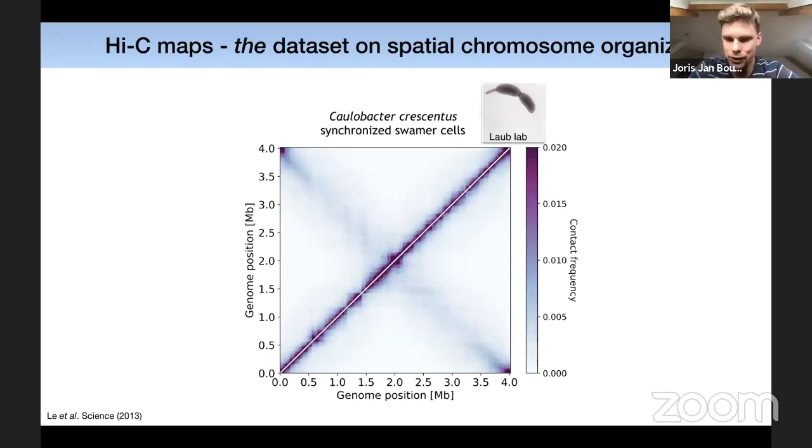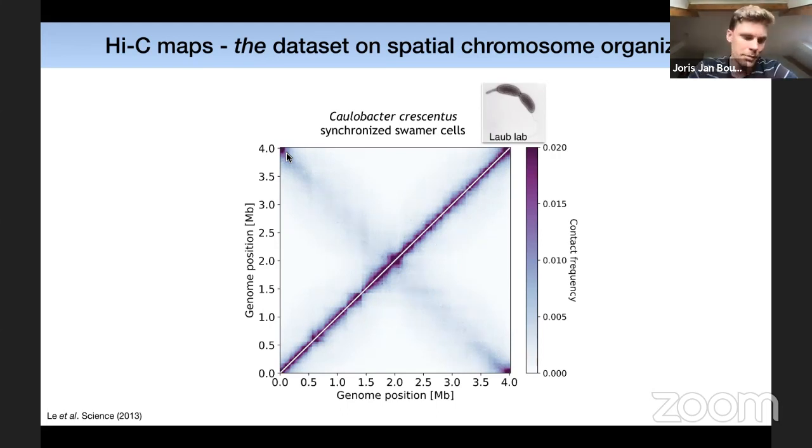Along the axis, we have the genome positions, and the color tells you how often specific regions come into contact. And we see a main diagonal. These are regions that are genomically close, and they have a higher contact frequency, but we also see a lot of domain-like structures appearing. So it definitely behaves differently from just a random polymer. And secondly, we see a second diagonal appearing, which can be interpreted as the two arms of the circular chromosome being folded on top of each other.